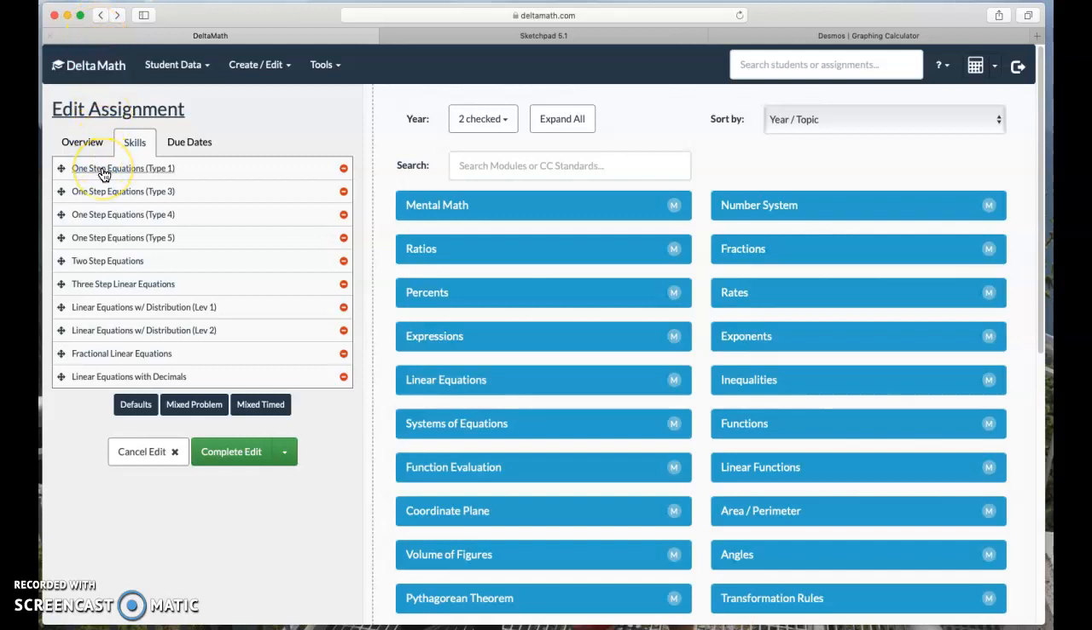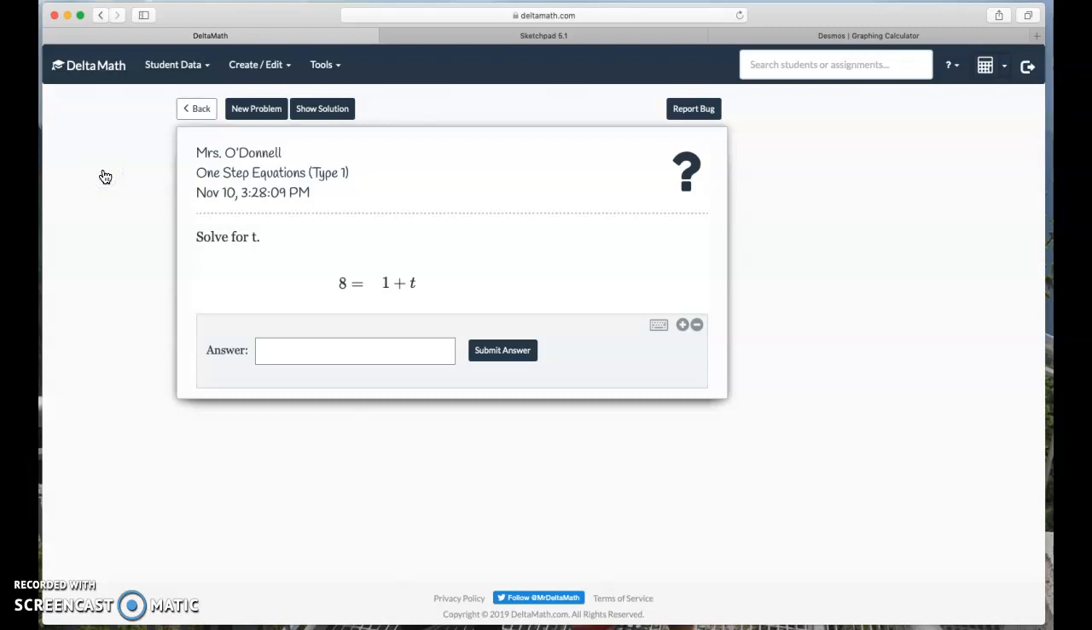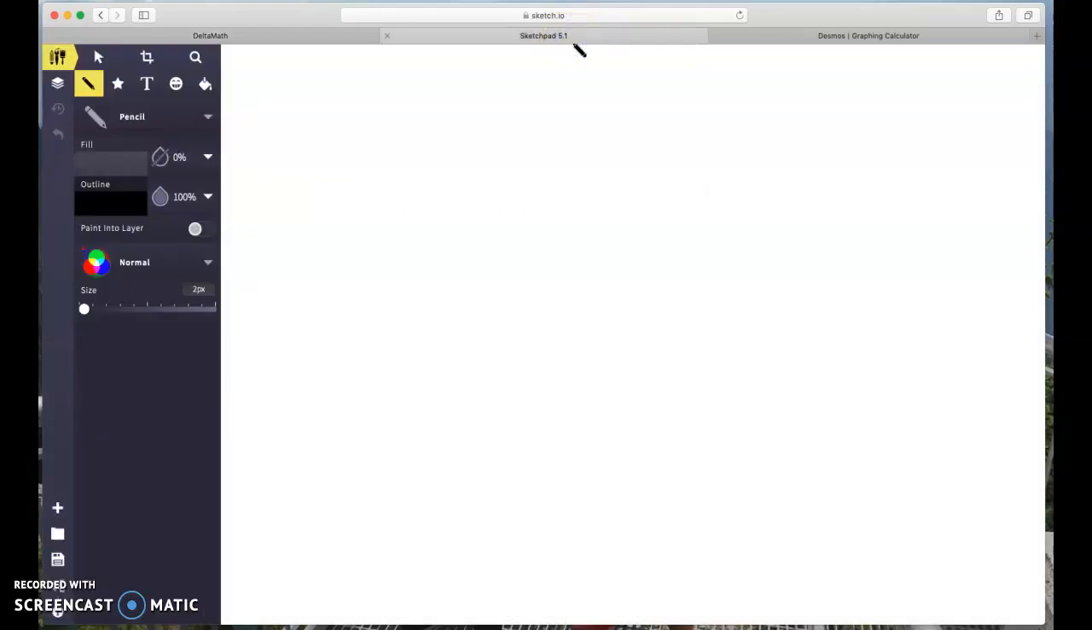All right, we're going to start this Delta Math video on one-step equations type 1. So one-step equations, we know there's more than one way to solve. Some of them are pretty intuitive, like this one, for example. You might see right off the bat that t equals 7. But we want to make sure that we keep in mind that when we are solving equations, we're always thinking about those inverses, right? So 1 plus t.